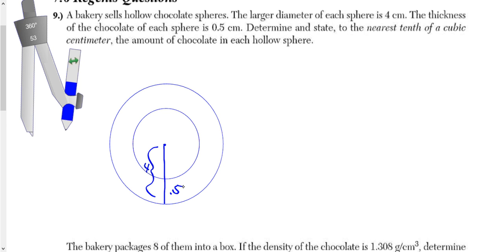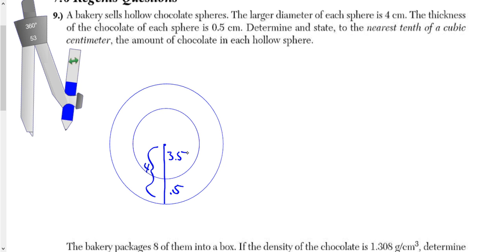3.5. 3.5. So what do you think we're going to do here? To get the volume of the chocolate? No, the radius isn't 0.5, right? The thickness of the candy, the shell of it, is 0.5. So the entire radius of the whole thing is 4. The thickness of the outside is 0.5. So the radius of the hollow part is 4 minus 0.5, right?